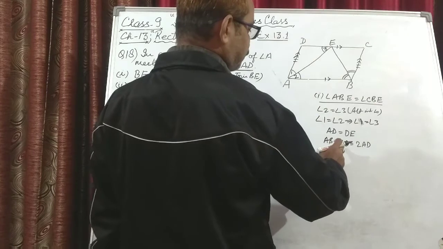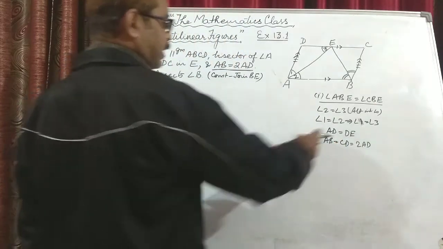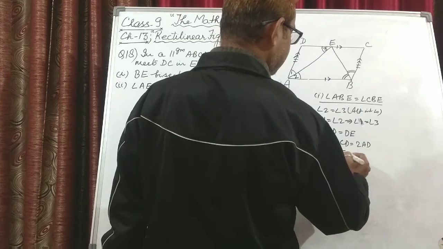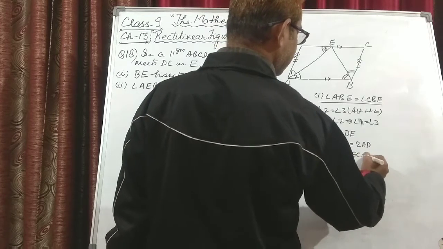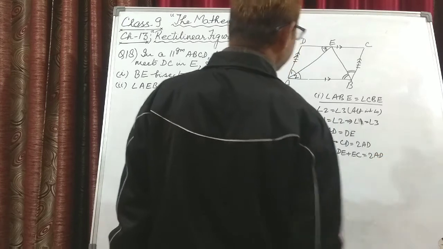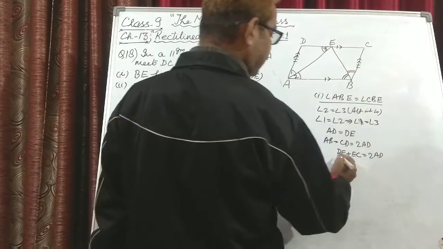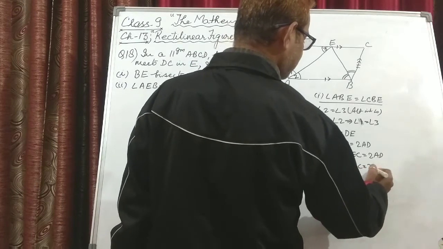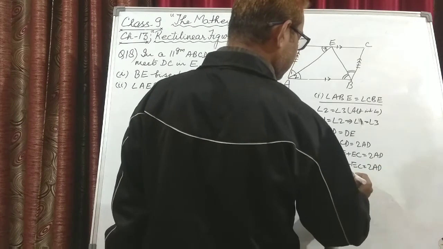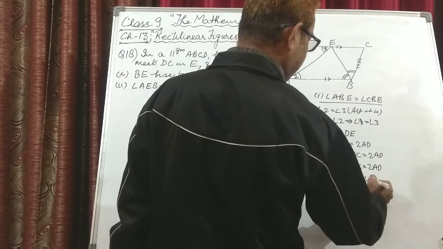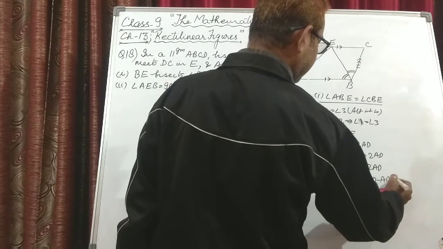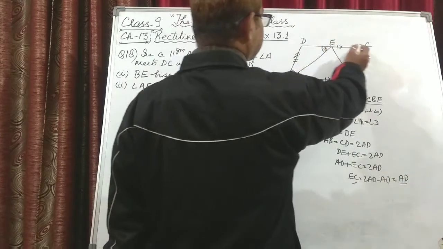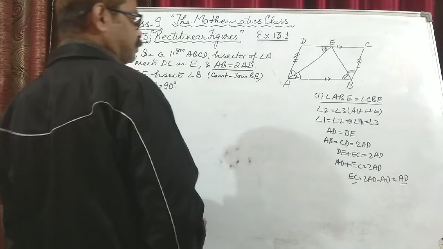Now CD can be written as DE plus EC is equal to 2 times of AD, and we have proved that DE is equal to AD. In place of DE we can put AD. AD plus EC is equal to 2 times of AD. So EC will become 2 times of AD minus AD. So only one AD is left. So EC and AD are equal.